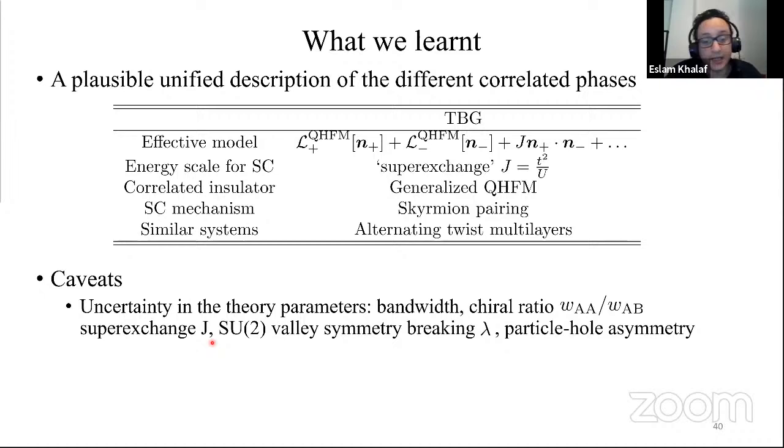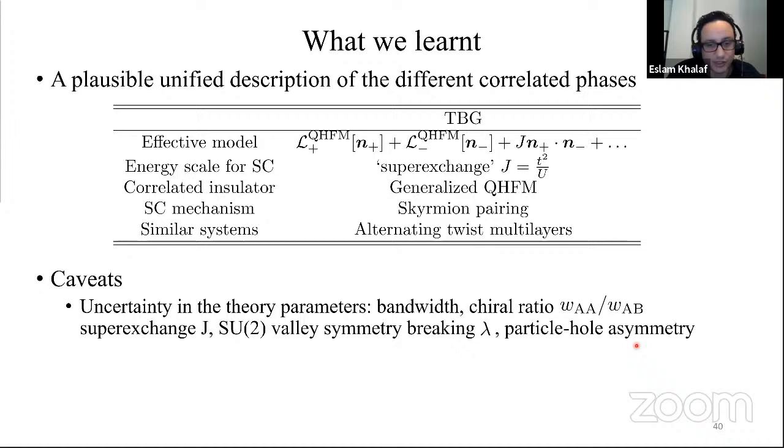One final uncertainty, and one of the biggest discrepancies between theory and experiment so far, is particle-hole asymmetry. All the ab initio approaches give very small values for particle-hole asymmetry in this model, while the experiments are strongly particle-hole asymmetric. And I don't think there is a good understanding of this at the moment.